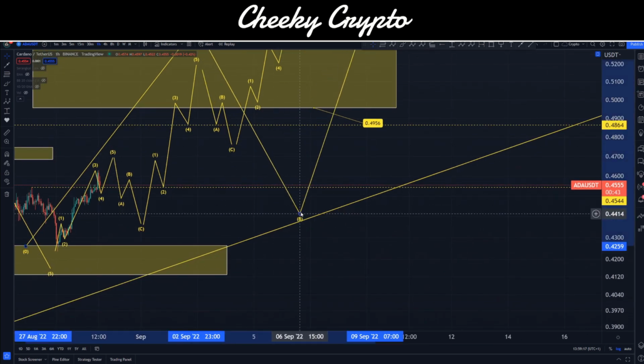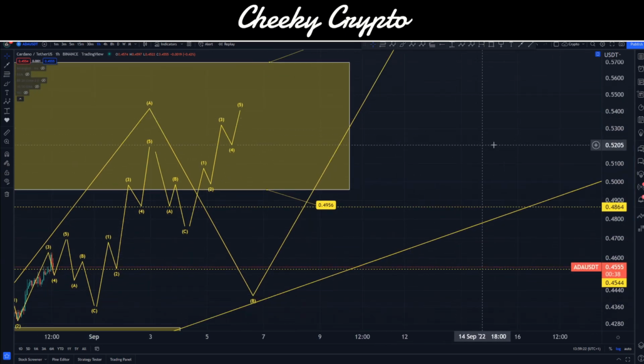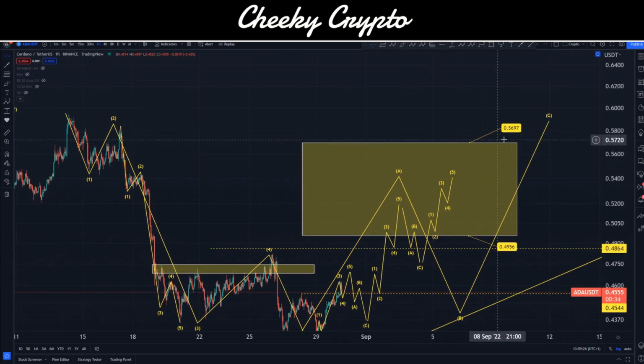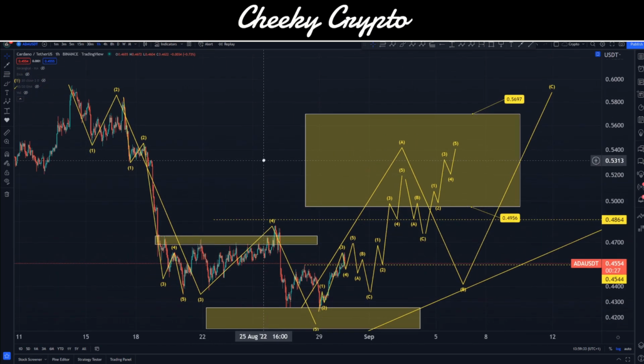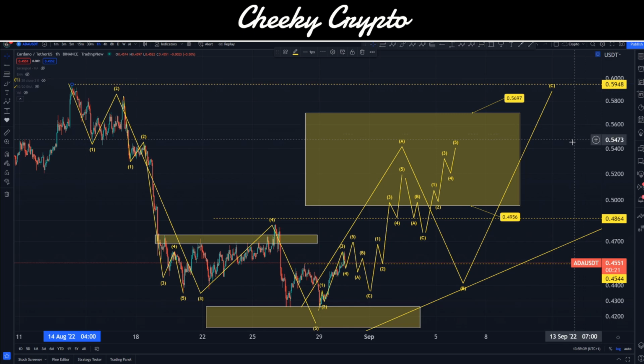Then we would collapse down quite significantly and then push up again into another 5-3-5-3-5 to complete our zigzag pattern. And you'll notice that this would basically take us right up into the deeper areas of retracement. This would be the most bullish kind of scenario that we could probably see for Cardano, but it would not cross and should not cross our high point of origin just here at 59.48.